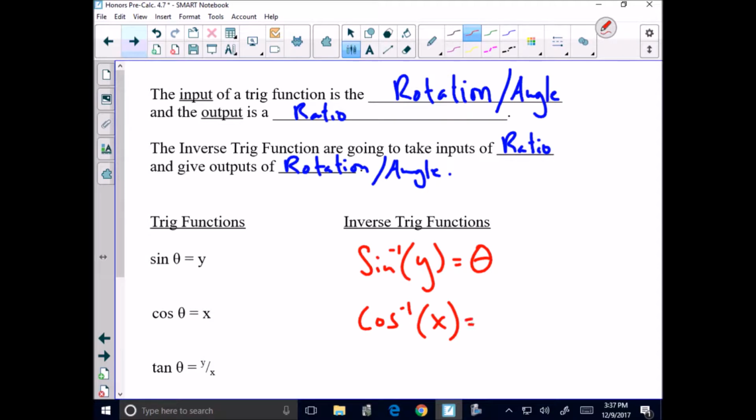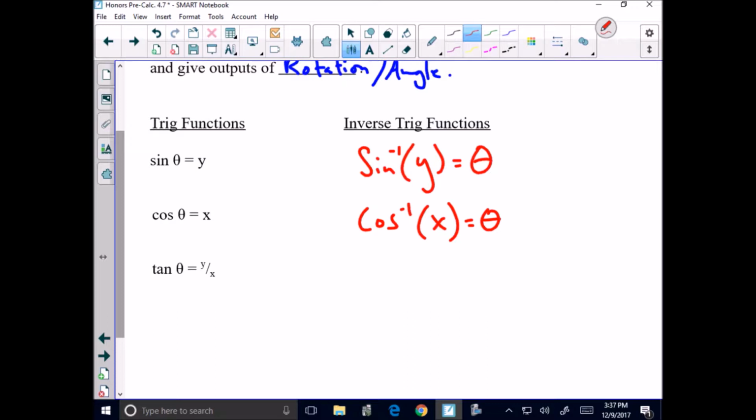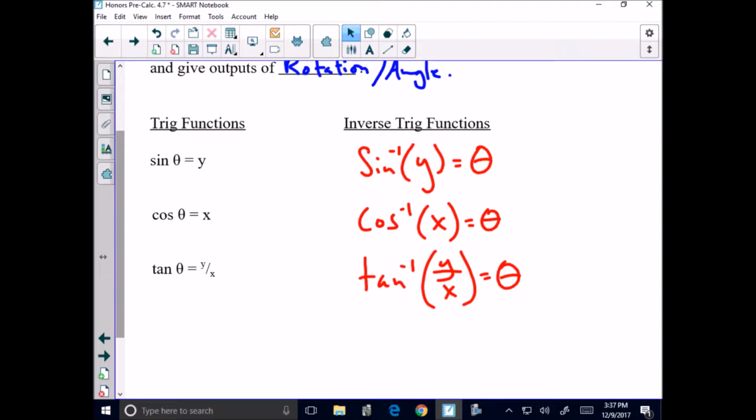And right here, it's going to give us as an output the rotation where that ratio happens, or that x value happens. The inverse of tan, similarly, we write as tan to the negative 1, and it's going to take ratios that we can define as the y values divided by the x values on the perimeter of the unit circle, and it's going to give us out the rotation where that x value and y value happen.